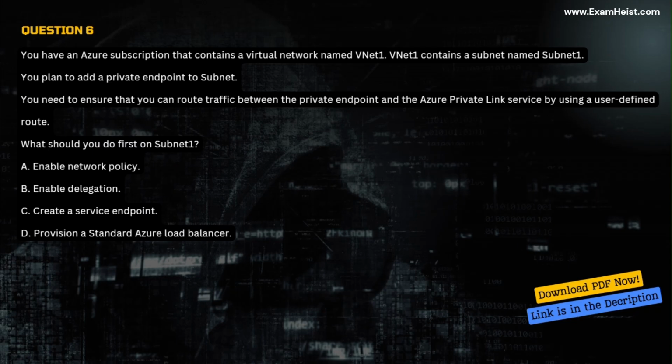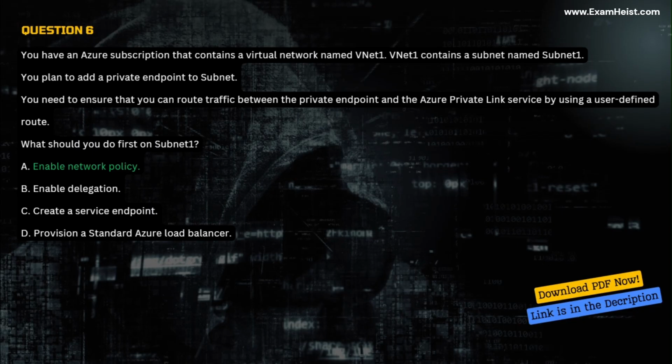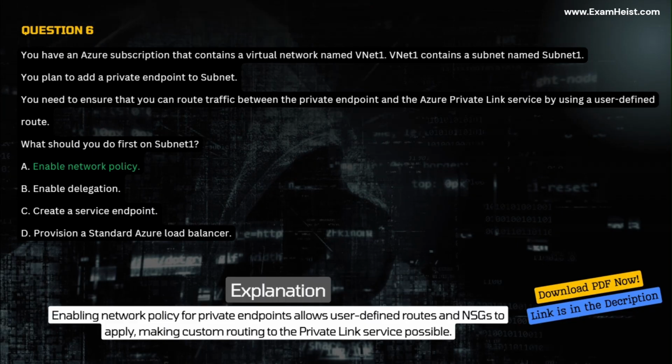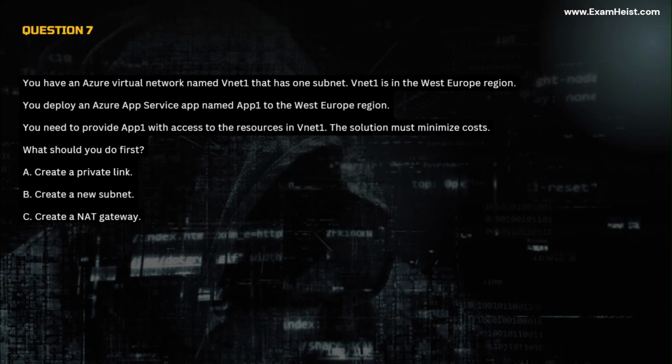A. Enable network policy. B. Enable delegation. C. Create a service endpoint. D. Provision a standard Azure load balancer. Correct answer A. Enable network policy. Explanation. Enabling network policy for private endpoints allows user-defined routes and NSGs to apply, making custom routing to the Private Link service possible.